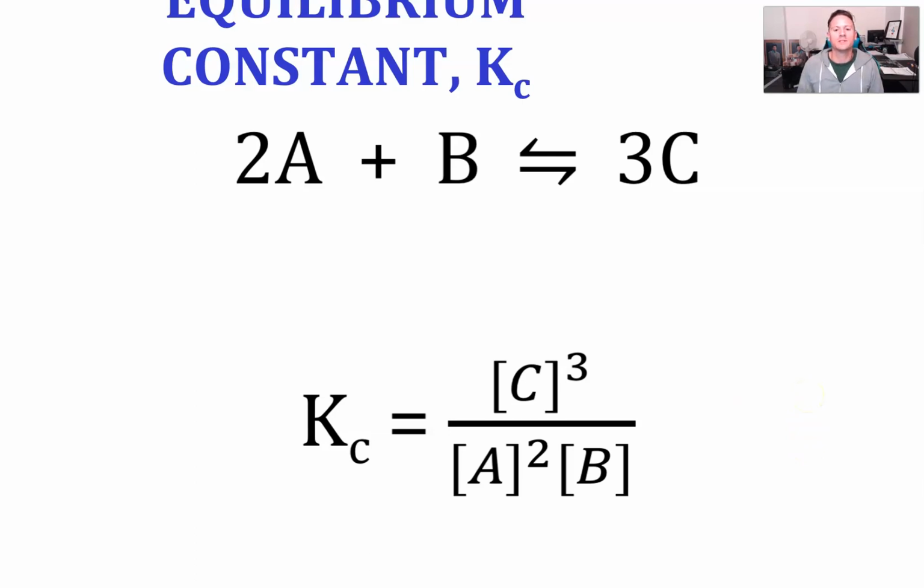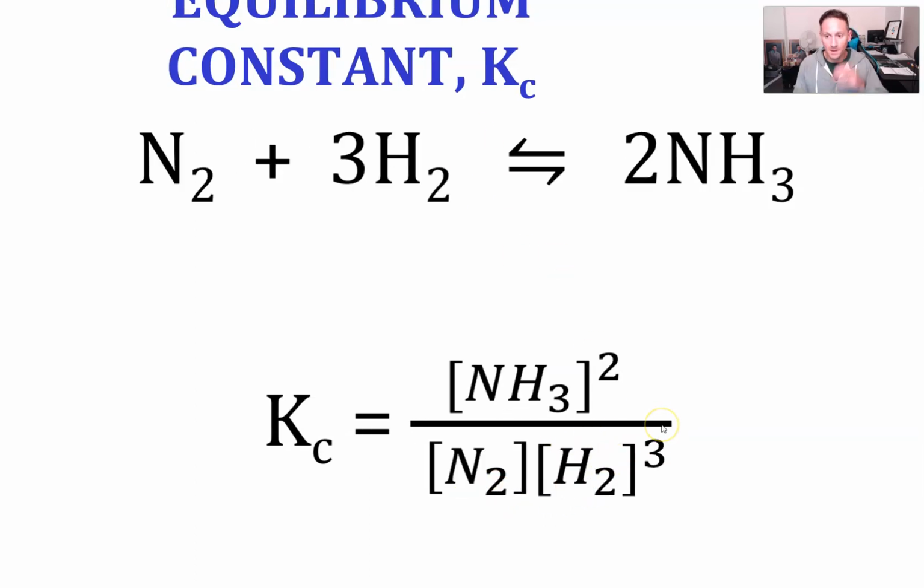So the equilibrium constant for this example reaction, we've got 2A plus B and the equilibrium arrows to 3C. To plug in and play, we would have the concentration of C in moles per litre to the power of 3, because that's the value of the coefficient, divided by the concentration of A squared multiplied by the concentration of B. Looking at the Haber process here, this would be our plug-in in terms of the Kc expression.